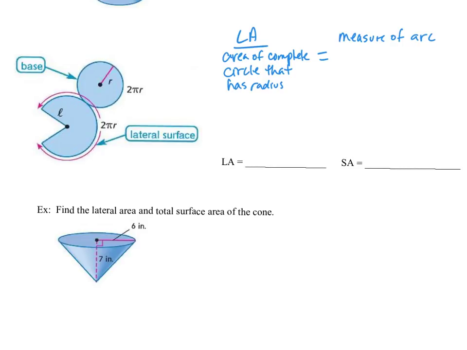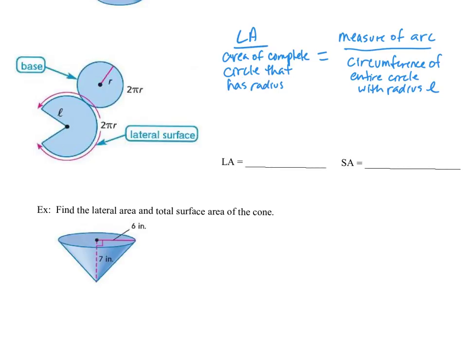So the measure of the arc to the measure of the circumference of the entire circle, with radius L, okay? So once again, here's what our proportion compares. It compares this blue area to the blue area of this entire circle.